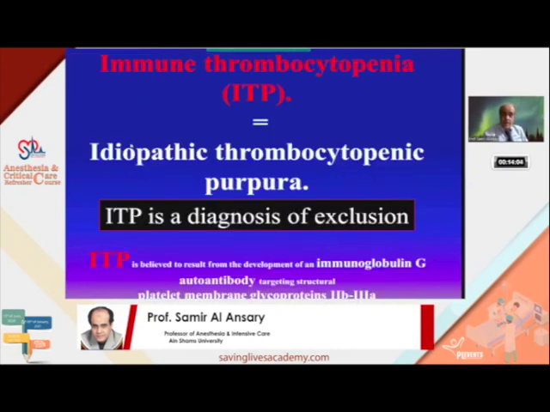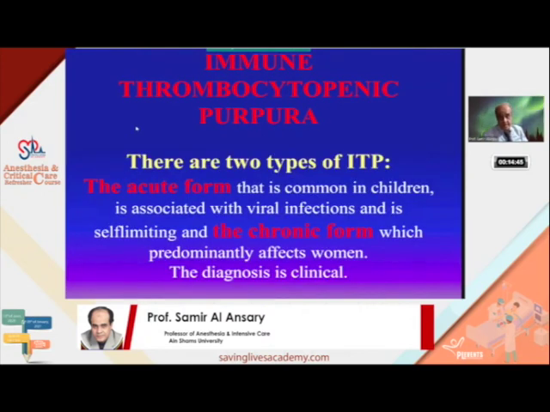Immune thrombocytopenia is common, and was referred to before as idiopathic thrombocytopenic purpura. ITP is a diagnosis of exclusion. We have to exclude the other causes of thrombocytopenia, like TTP, HUS, and drug use, and so on. If you don't find any other cause, it may be due to ITP. ITP is believed to result from the development of immunoglobulin autoantibodies targeting the platelet membrane glycoprotein 2B3. There are two types: the acute form following a viral infection, especially in children, and the chronic form, which we see in adults, especially women. It is also a common cause of thrombocytopenia during pregnancy.